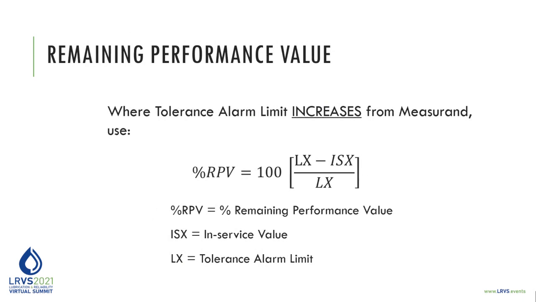Now in this case, we can take the data and establish a remaining performance value where the tolerance alarm limit increases from the measured. This is done for particle count, oxidation, soot development, nitration, even fuel dilution. Qualifiers may exist. We've got to apply if and then statements: 0% if it's greater than the tolerance alarm limit, and 100% if it's less than the tolerance alarm limit.